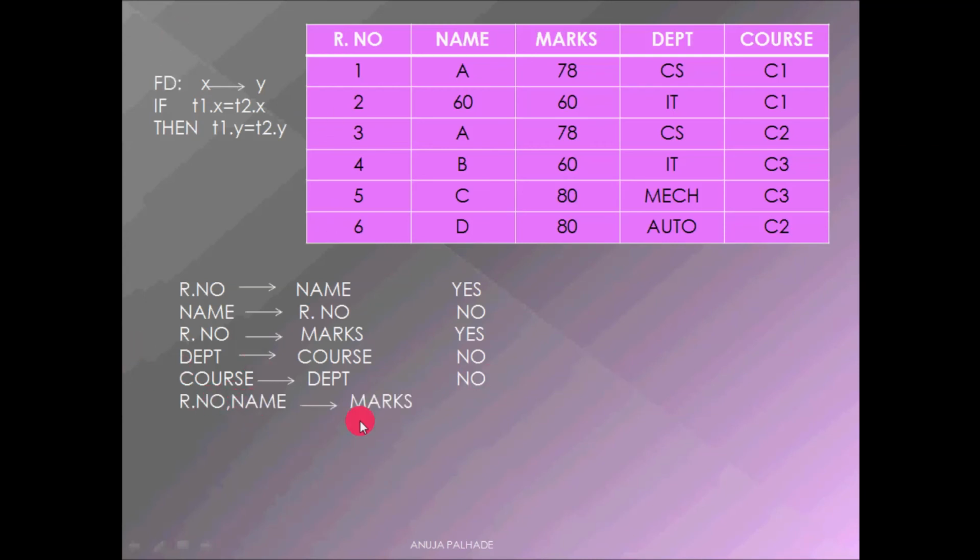Now roll number and name determines mark. You can find a group here, so we have to consider this total as x. Roll number and name is x. How do we find a matching case now? If there is 1a, there should be another 1a here. Then and only then do we bother about marks. Otherwise, if marks repeat, we are not bothering; they are matching or not matching, it doesn't matter.